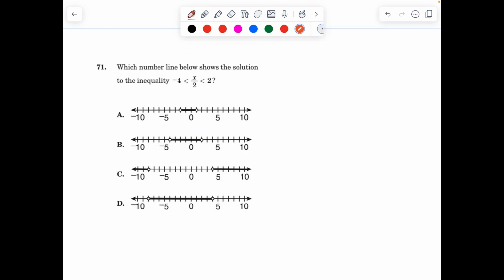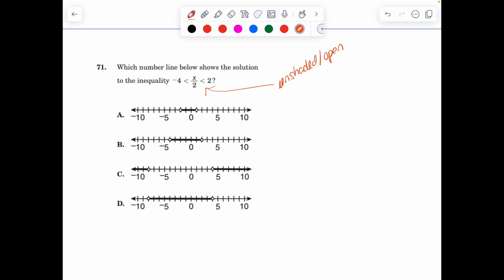Number 71, which number line below shows the solution to the inequality -4 is less than x over 2, which is less than 2? So first and foremost, I noticed that my inequality symbols do not have the "or equal to." So I want to make sure that my graph has unshaded or open circles, so that if I see any shaded or closed circles, I can eliminate them.